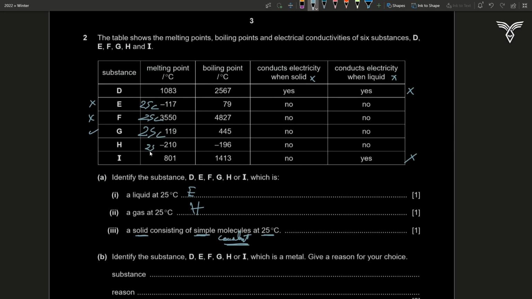H هل 25 أقل من minus 210؟ لا. I هل 25 أقل من 801 و 1413؟ فعلا، بس احنا قلنا في الأول إن I is not a possible option. فالحاجة الوحيدة اللي اتبقت هي G. So G is your answer.